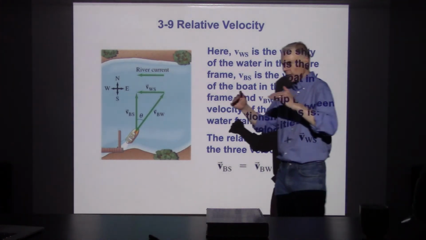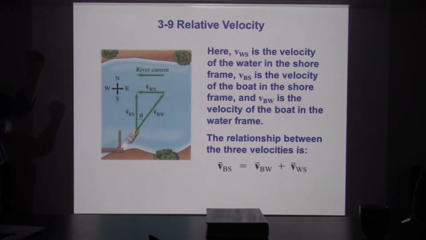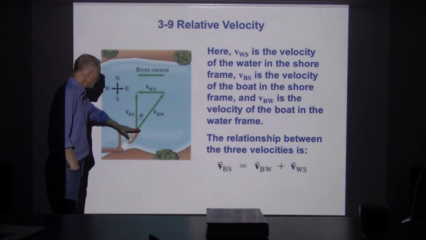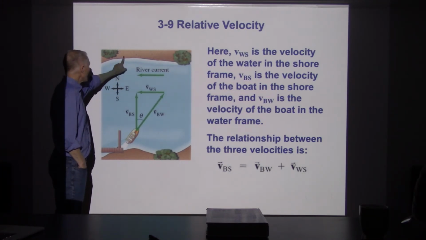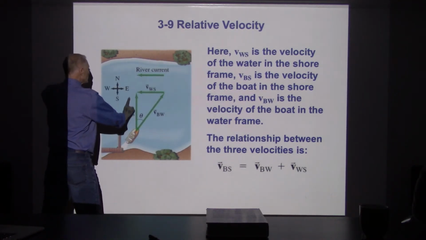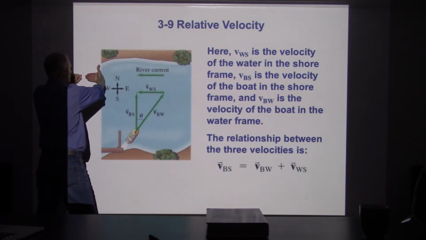So we're linking those together in terms of their vectors. And so that's what we have designated here. Now, what they've shown here is the boat has angled itself. Why is it doing that? Shouldn't it just be traveling straight across the river at this point? Well, if it heads straight across the river, the current is going to carry it downstream.